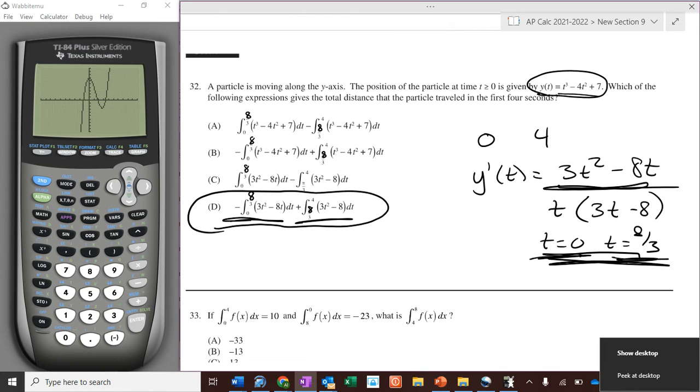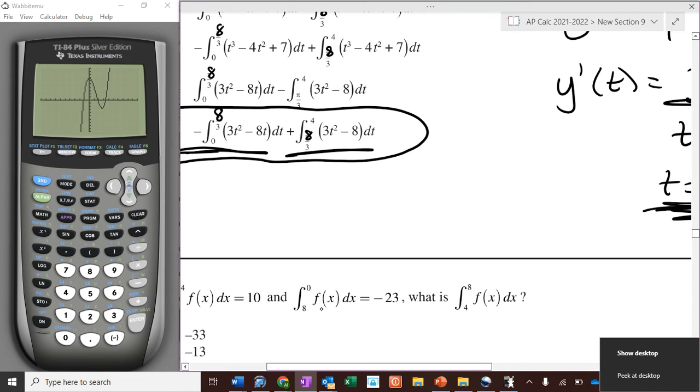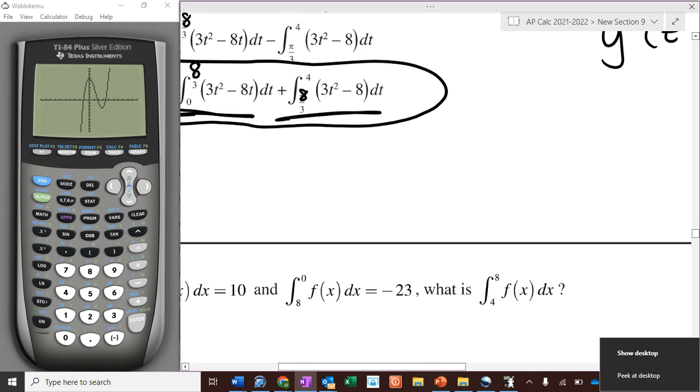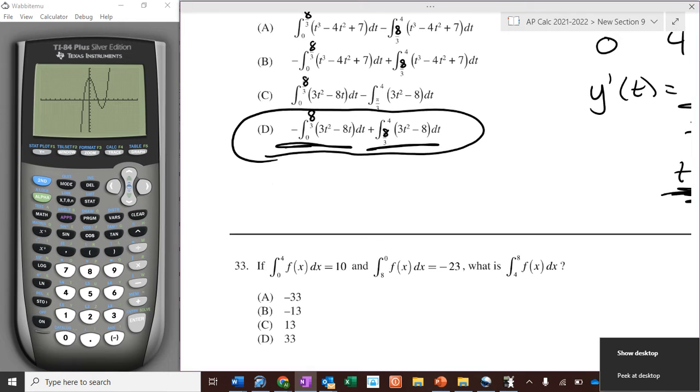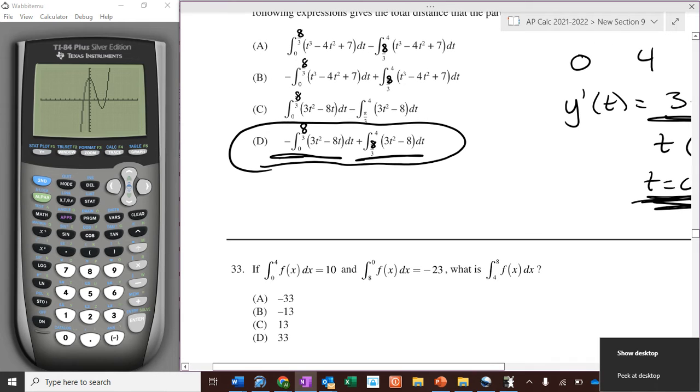Is that because it starts negative then goes positive, or is it because the first going... It's negative from 0 to 8/3. The function is. So that's why it's negative there, and it's positive from 8/3 to 4.